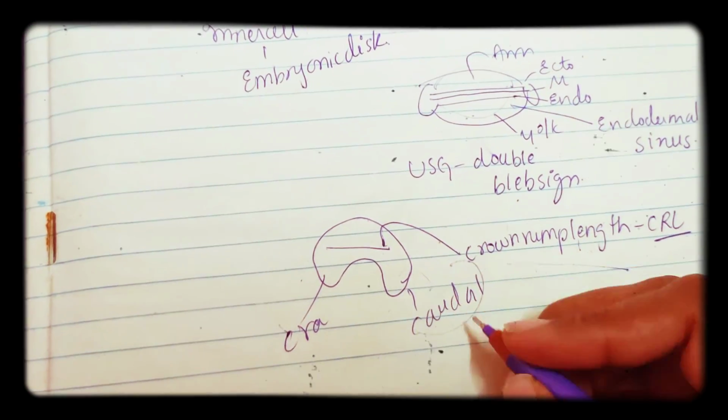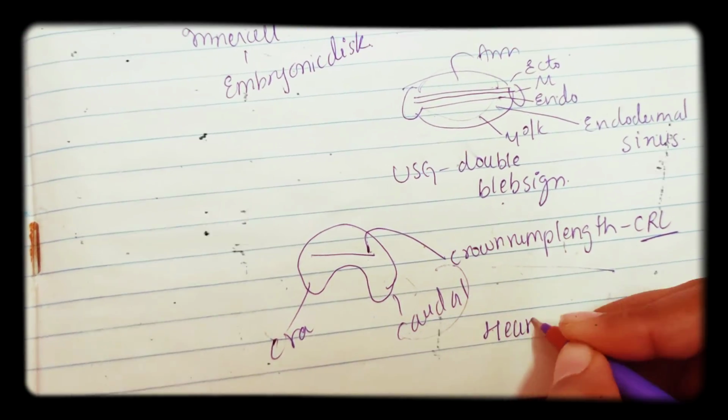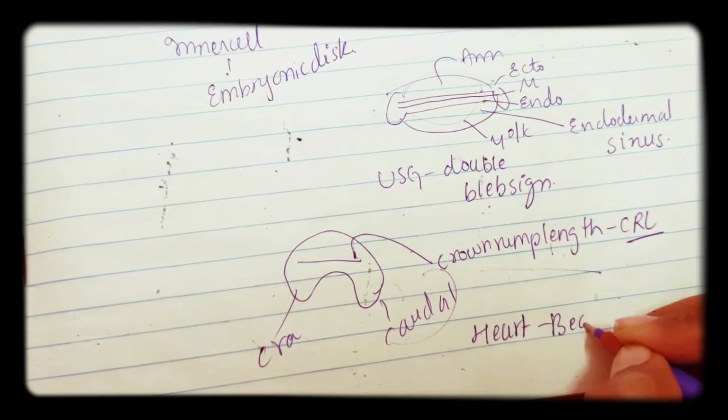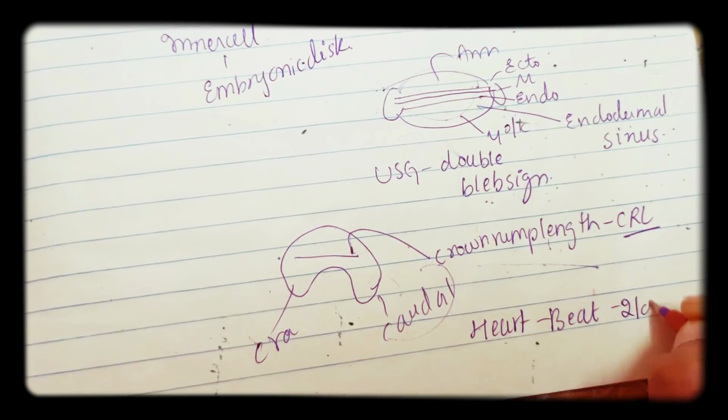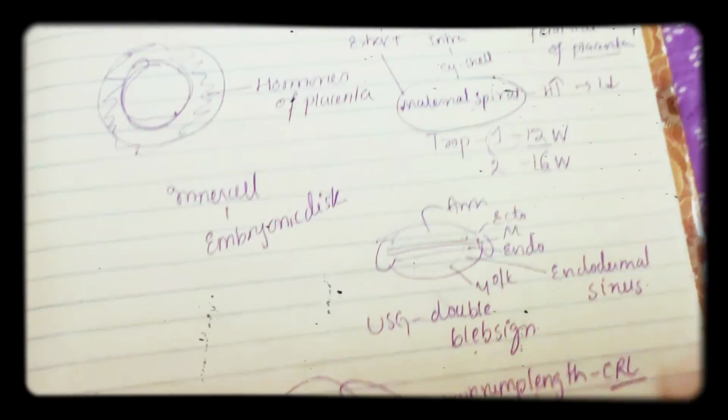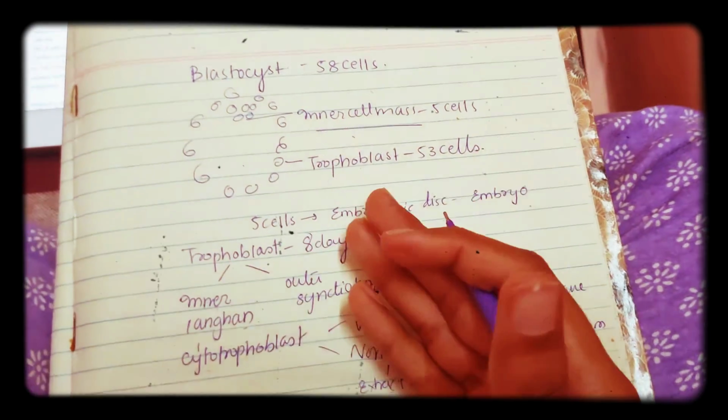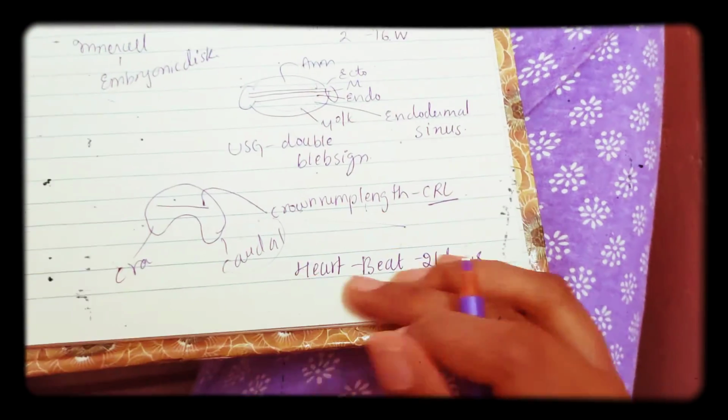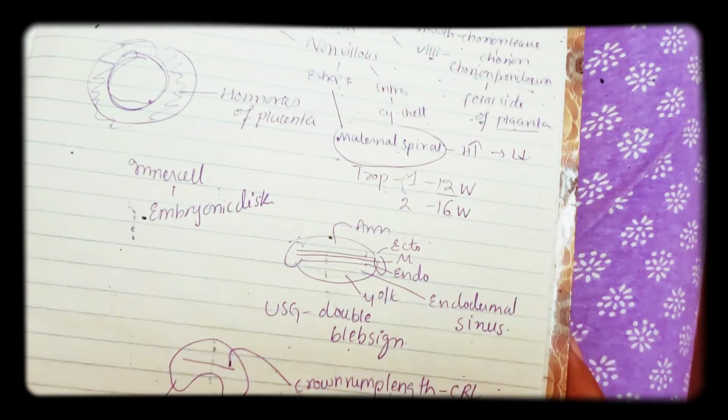So now coming to another important point, the heart. The heart will start its beating after 21 days of fertilization. So after 8 days of fertilization, the trophoblast will be dividing. After 21 days of fertilization, the heart will start beating.